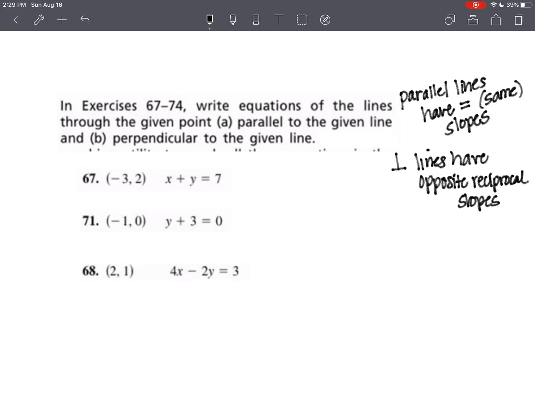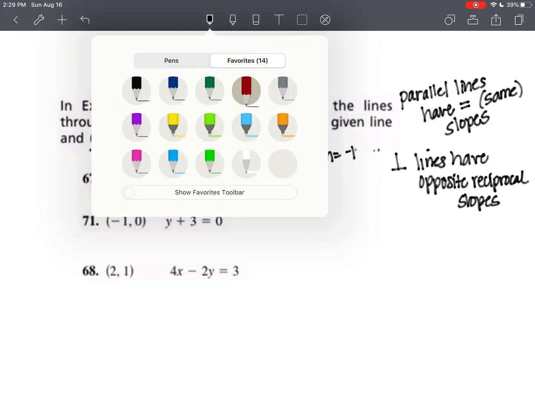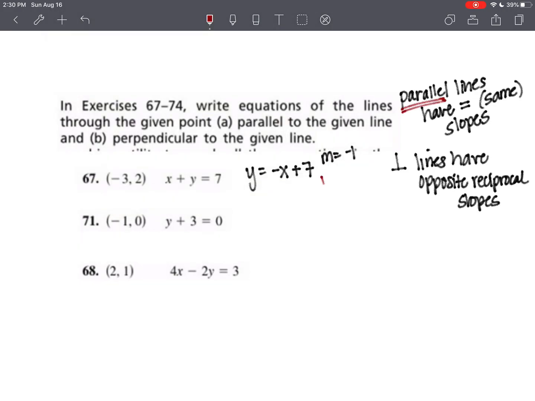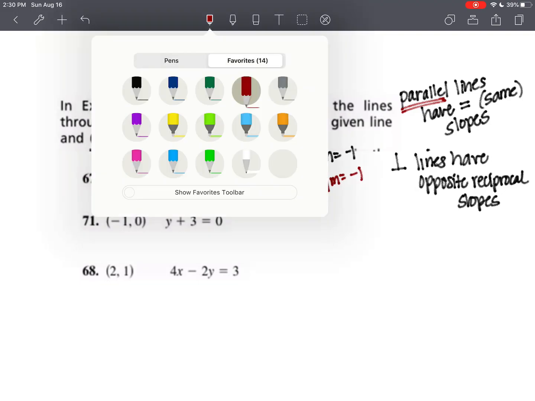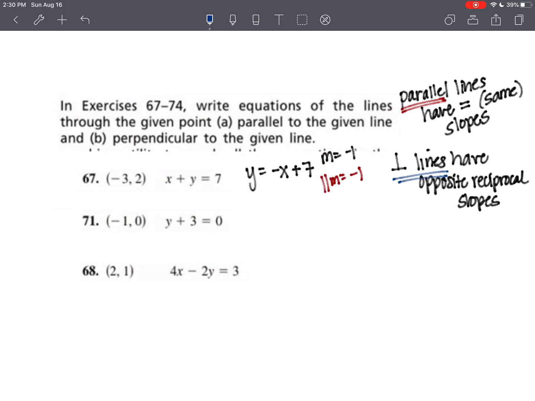So I'll just do this one right here. This equation is y equals negative x plus 7. So the slope is negative 1. A parallel slope would be the same, and a perpendicular slope would be the opposite, which would be positive, and then the reciprocal of 1 is 1.